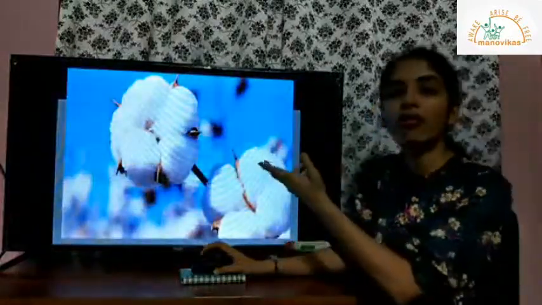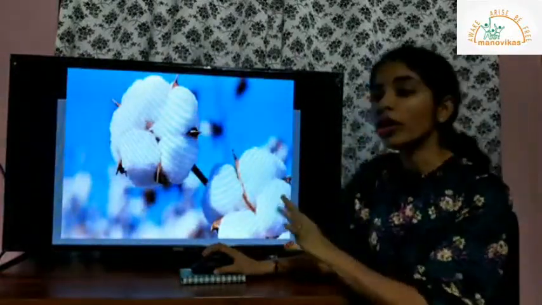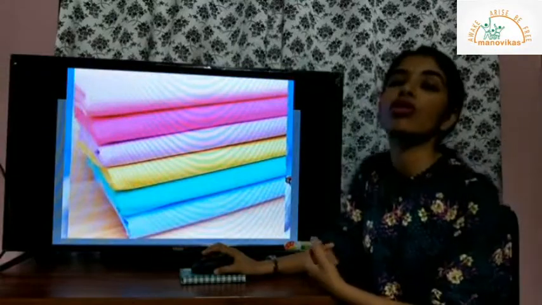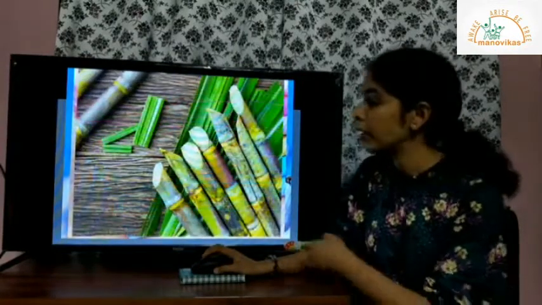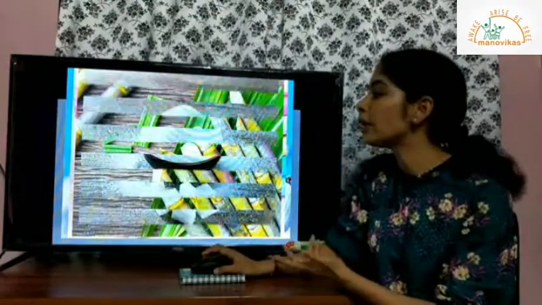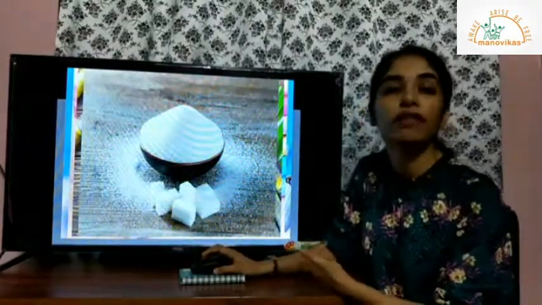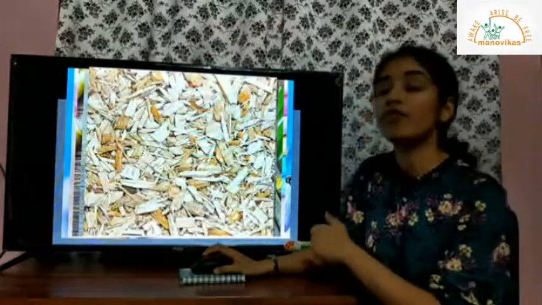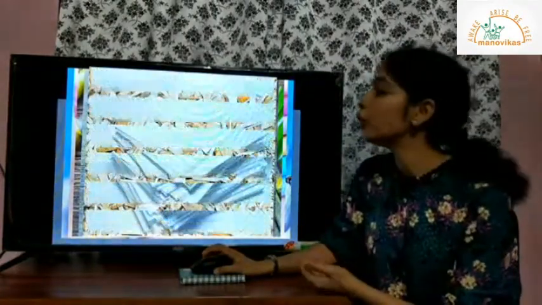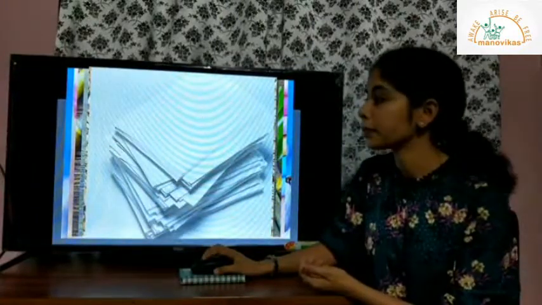Here you have raw cotton. Raw cotton is converted into cloth. So that is manufacturing. Then raw sugarcane is converted into sugar, which has a great demand in the market. Then wood pulp is converted into paper.